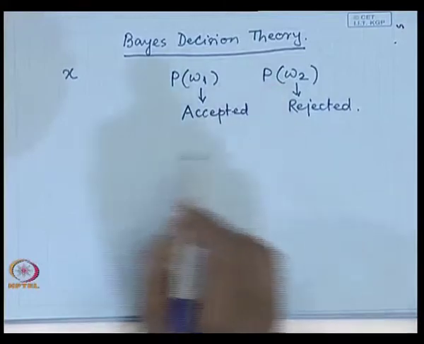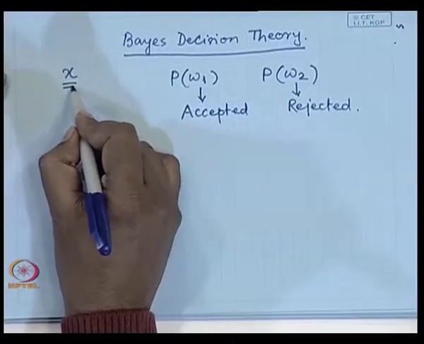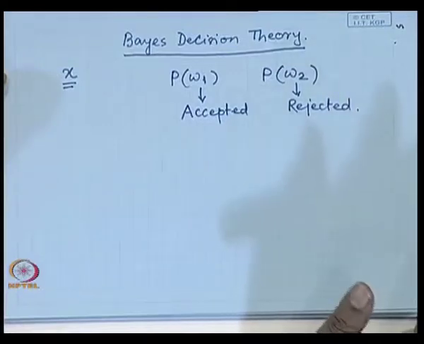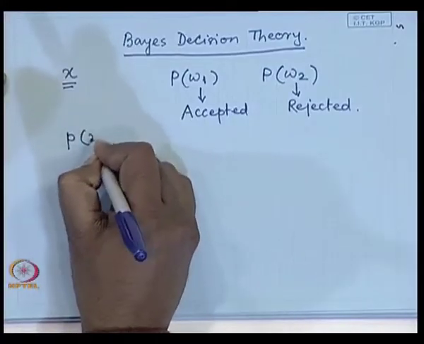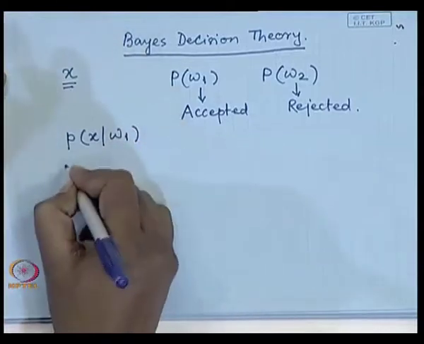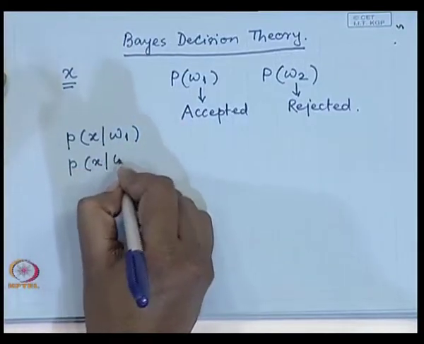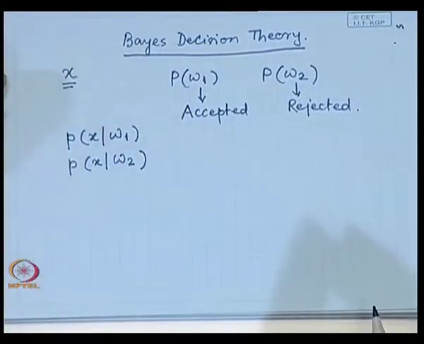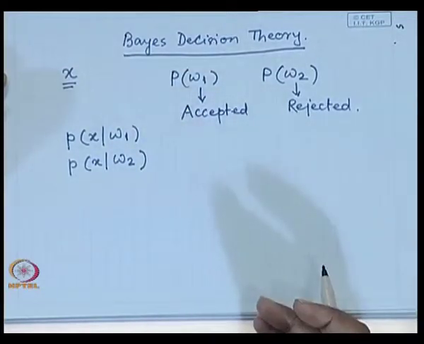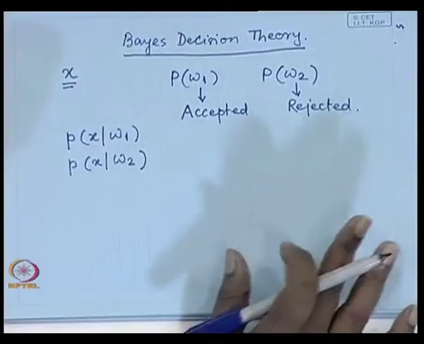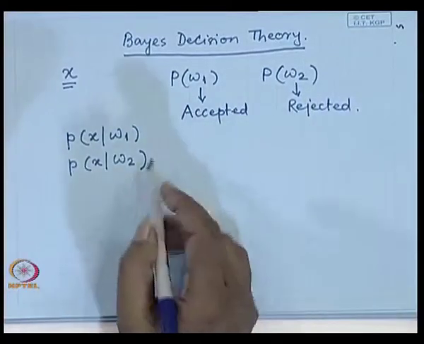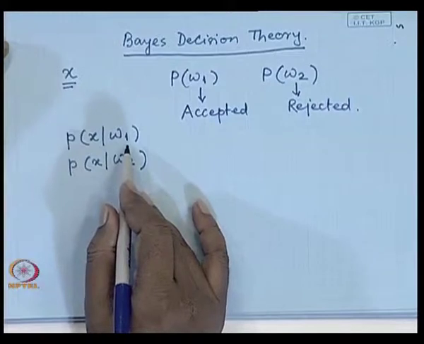Now, in addition, to make our decision, we have an observation x, and for this observation x we also have the class conditional probability density functions, that is P of x given omega 1 and P of x given omega 2. These two we have to estimate based on measurements of x for objects known to belong to class omega 1, and measurements of x from objects known to belong to class omega 2.